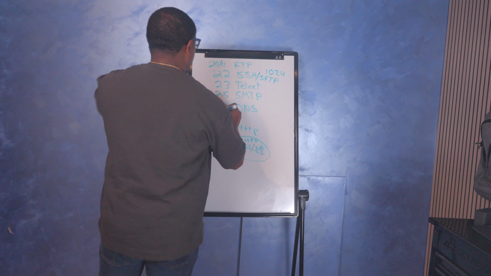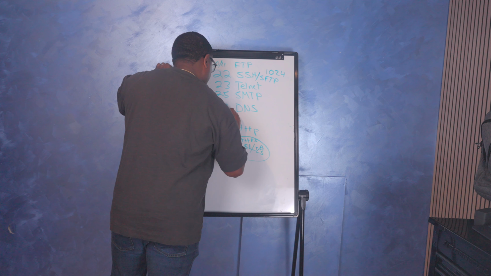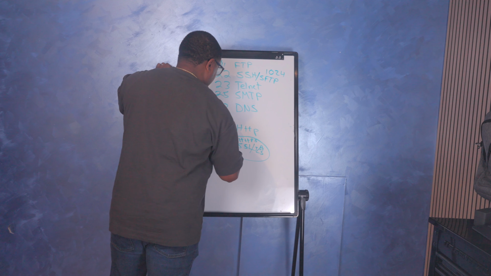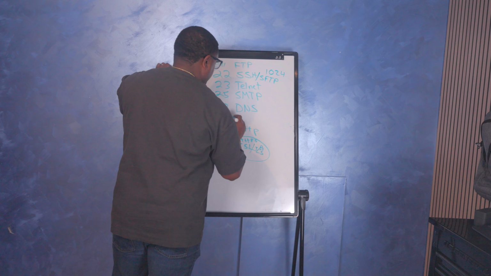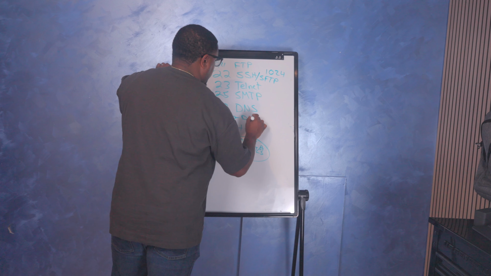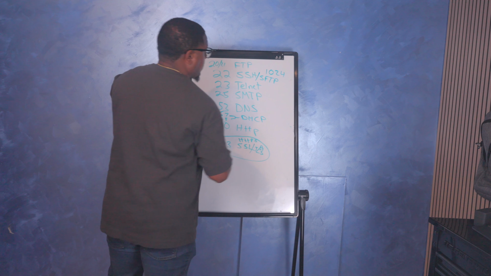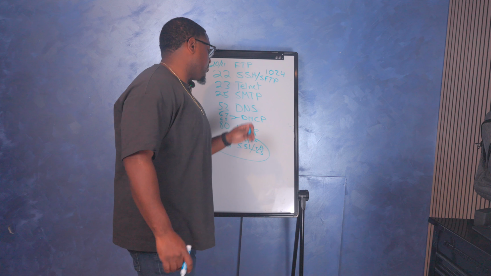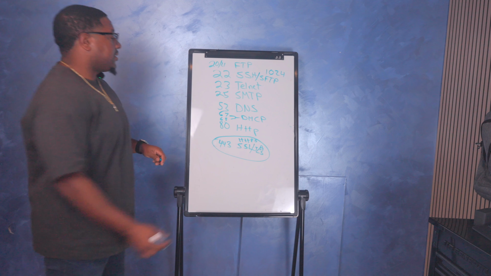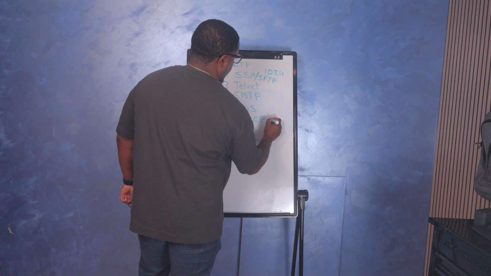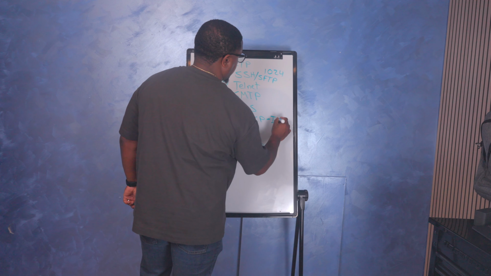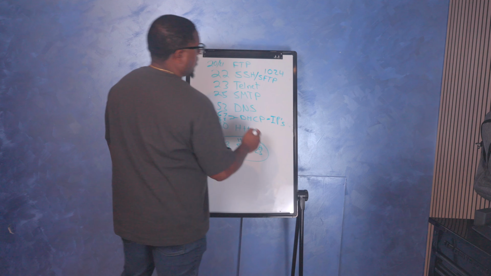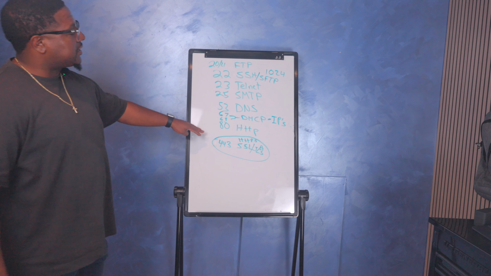And then you have 67 and 68. Both of these are used for DHCP, Dynamic Host Configuration Protocol. I almost drew a blank there. This is how you get your IP addresses. All right, so 67, 68.